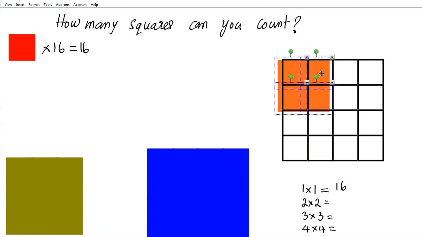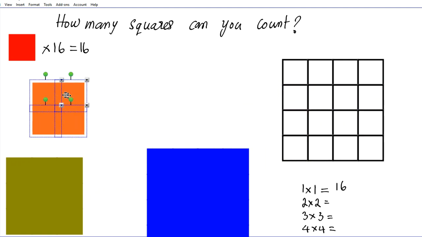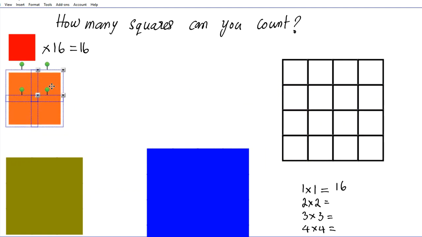Let's count it again. So we have 1, and in the middle 2 have overlapping. 1, 2, 3, and in the center 4, 5, 6, 7, 8, 9. So we have a total of 9 of these 2 by 2 squares. Okay, so we have 9 of those.